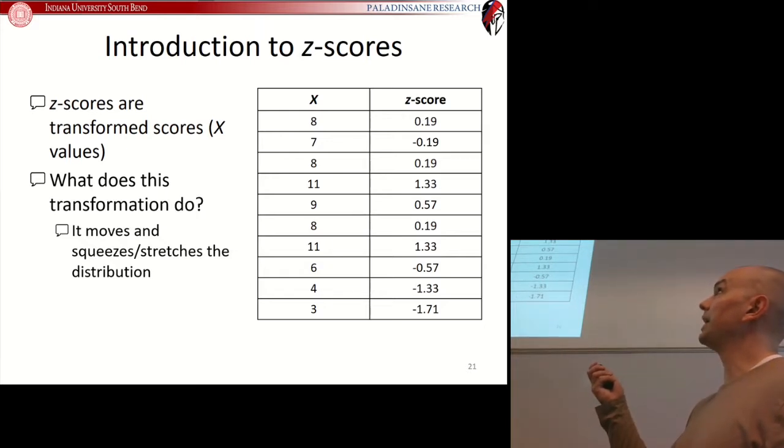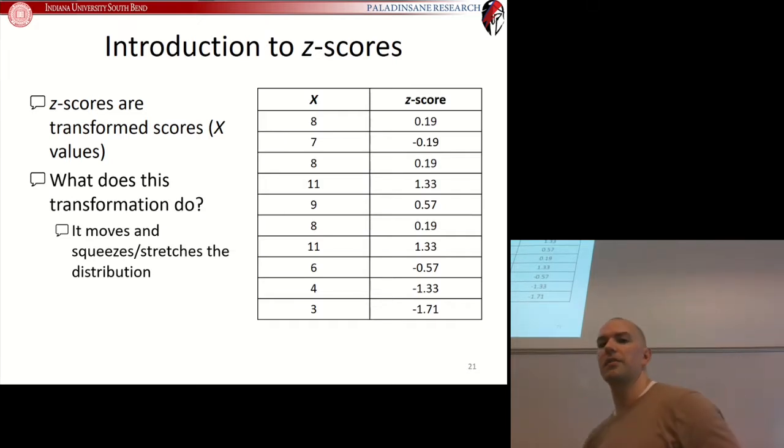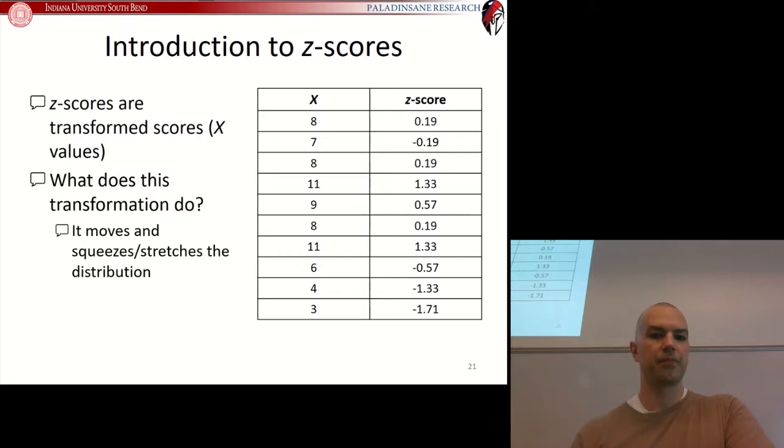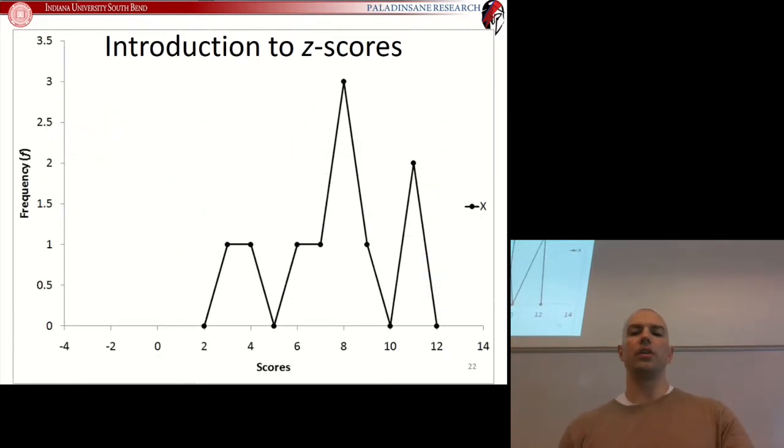So transforming an 8 to 0.19, you see every 8 changes into 0.19. 11 transforms into 1.33. 3 transforms into minus 1.71. Doing that transformation will move this distribution to a new location, and it'll stretch or squeeze the variability of this distribution so that it has an agreed upon uniform variability. All right, so you can do this, and this is the power of z-scores for any distribution whatsoever.